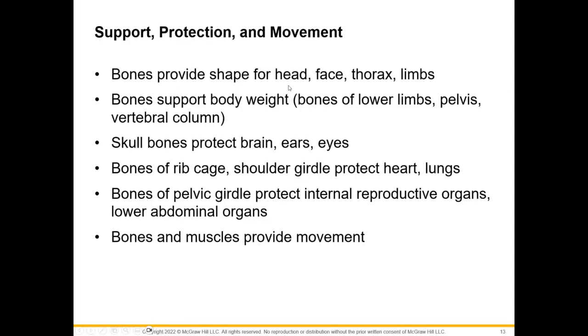Okay, bones provide shape for your head and your face, your thorax, your limbs. And one of the reasons why your face looks like it does is because of the bone structure. Bones do support the body weight. You have the bones of the lower limbs and the pelvis and the vertebral column that support us. The skull bones protect the brain, the ears, and the eyes. Bones of the rib cage and shoulder girdle protect the heart and the lungs. Bones of the pelvic girdle protect the internal reproductive organs and the lower abdominal organs. And the bones and muscles do provide movement.